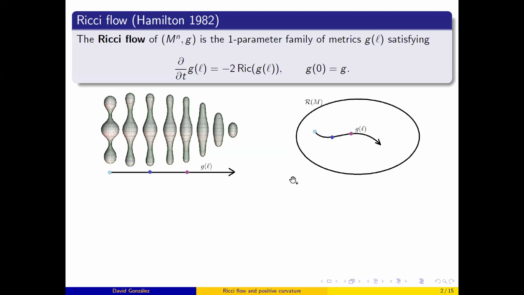Later in the talk, the situation will be the opposite. The manifold will be impossible to draw, but because we will restrict to homogeneous metrics, we will be able to draw the space of metrics and the flow.